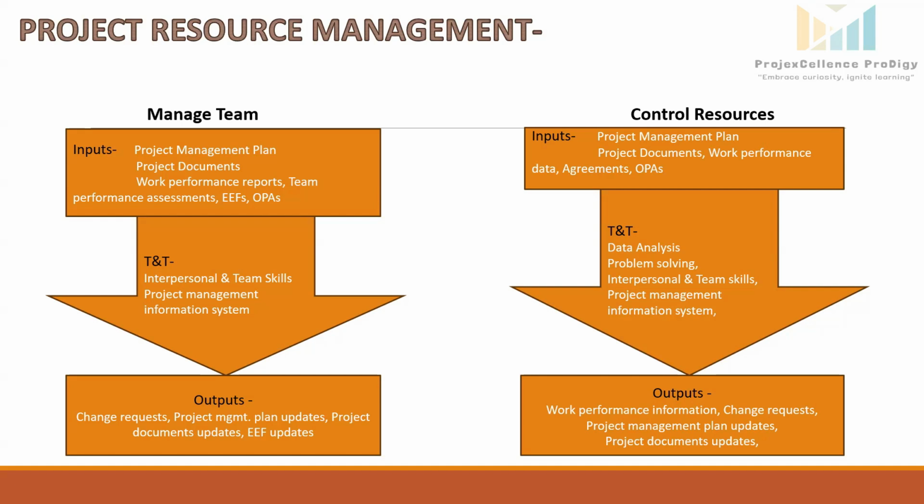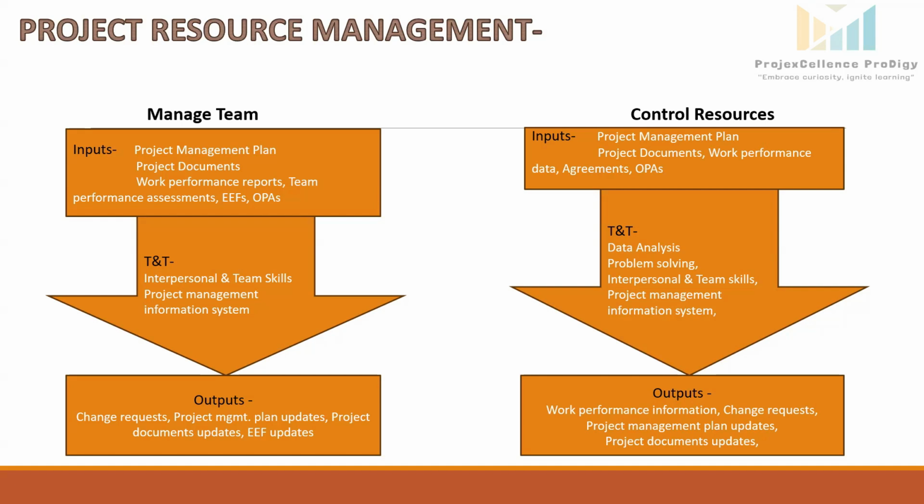Interpersonal and team skills like negotiation, which resolves resource conflicts with suppliers, vendors, or team members. Project management information system to track, monitor, and report on resource utilization and performance. Outputs, work performance information. It analyzes and presents resource utilization and performance data in a usable format. Change requests. Change requests are proposed to resolve resource related issues like reallocating resources or modifying schedules. Project management plan updates. The resource management plan, schedule baseline, and cost baseline are revised based on the resource availability.